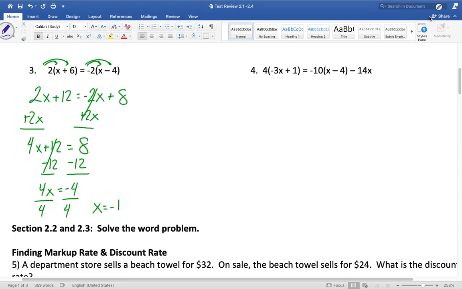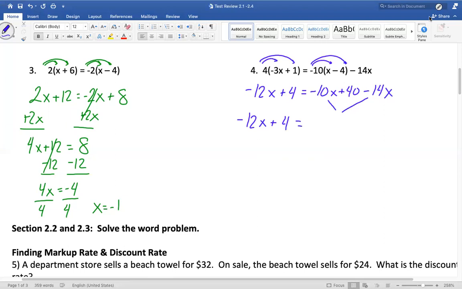Okay? So number 4, I'm going to distribute the 4, and I'm going to distribute the -10. So it's going to give me -12x plus 4 on the left, and on the right, I'm going to get -10x plus 40 minus 14x. Now, I have some x's on the right that need to be combined, so I'm not going to do anything with the left just now. I'm going to keep my work nice and neat. I'm going to get -24x plus 40 on the right-hand side.